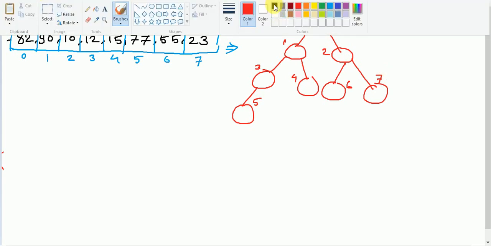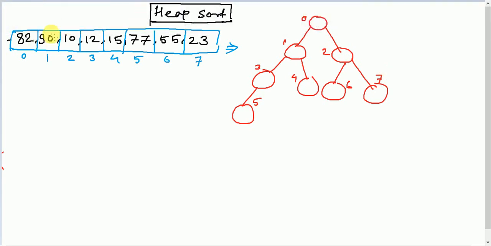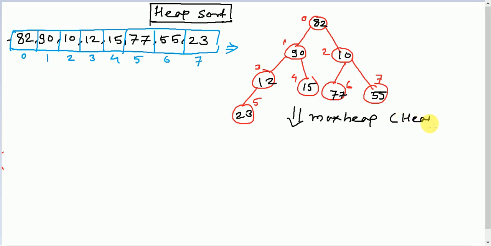Now I'll put the numbers according to the index. So at the 0th index there is 82, then 19, 10, 12, 15, 77, 55 and 23. Now I'll try to construct a max heap for this. To convert it into a max heap, the process is called heapify.